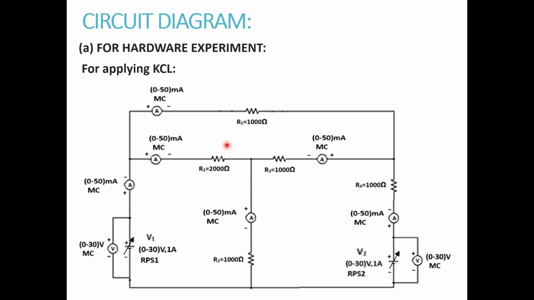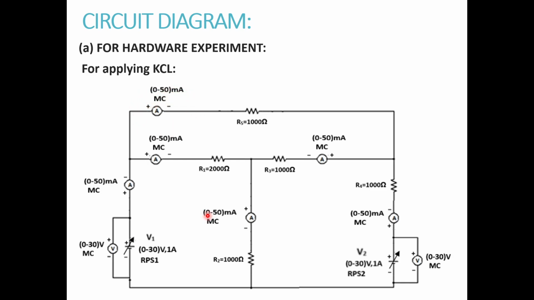And since we want to verify Kirchhoff's current law, in series to all the elements in the given circuit, we will connect an ammeter. So you can see an ammeter in series to 2000 ohms, whose range is 0 to 50 milliamperes, moving coil type. Since the supply is a DC supply, you must not forget to mention plus minus across each and every measuring element.